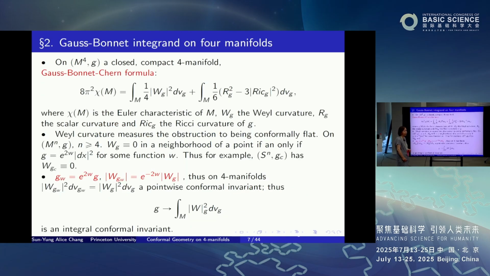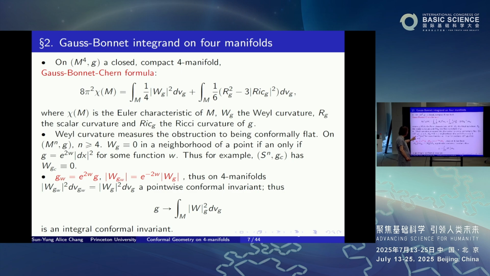And now if we look at the conformal manifold, if we try to look at the Gauss-Bonnet theorem, it turns out there are two terms: the Euler characteristic and the Weyl curvature term, and then a second term, which is a combination of the scalar and Ricci curvature, but there's a minus sign there: scalar squared minus 3 Ricci squared. And one particularly important property of Weyl curvature is that Weyl is a pointwise invariant.